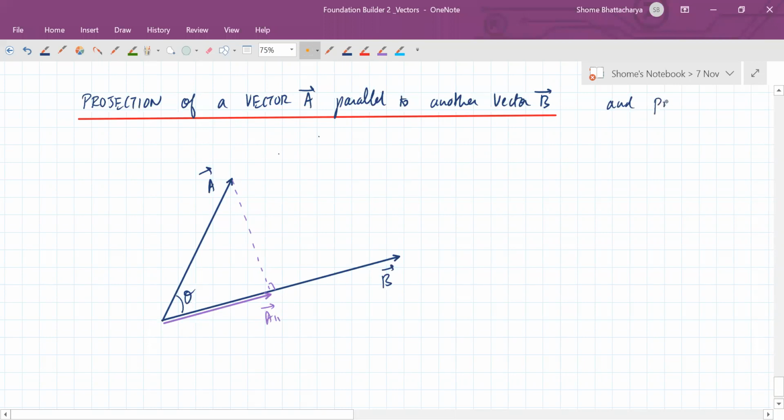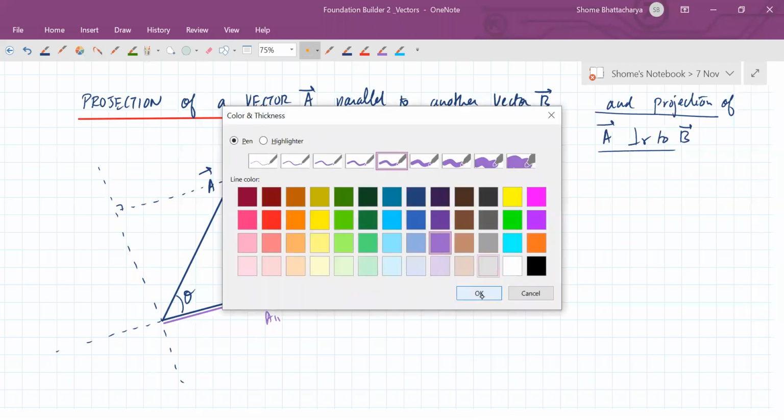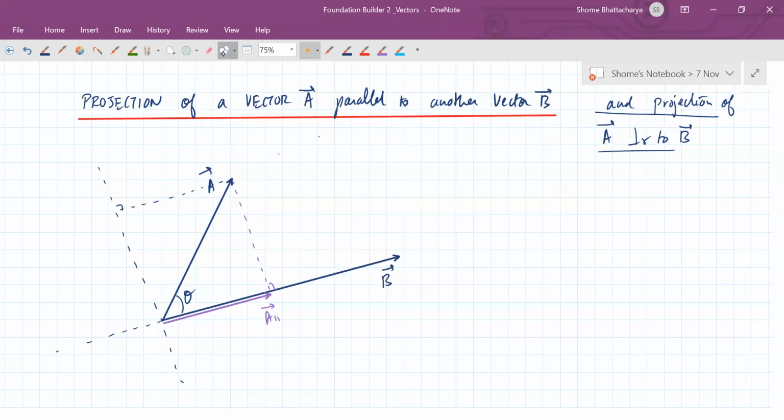Now along with that we will also discuss the projection of A perpendicular to B. We'll also discuss that today. So that one in this diagram is this, that if you draw the line perpendicular to B in the plane of A and B like this, then along this perpendicular direction also A is cutting a projection. So that projection is now called the perpendicular component or the perpendicular projection. So that is the second thing we'll learn, how to find it out.